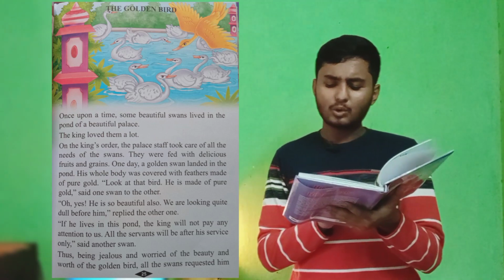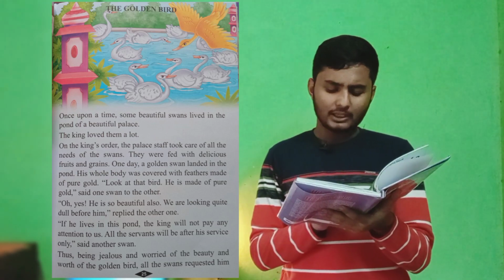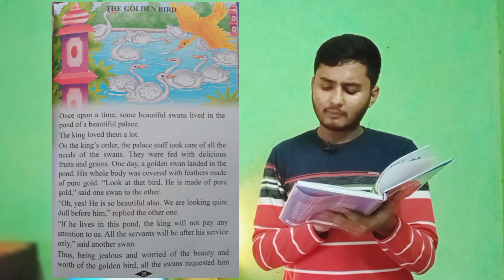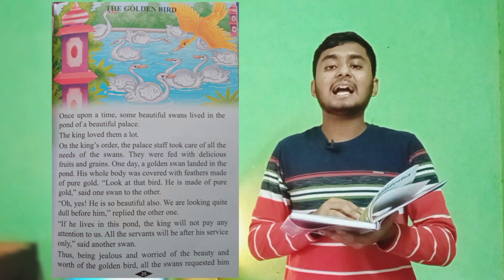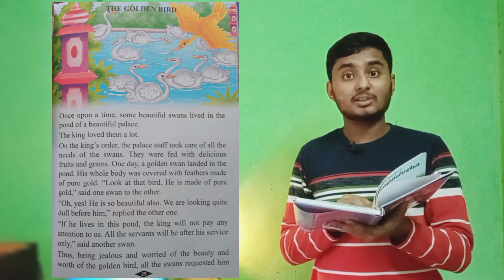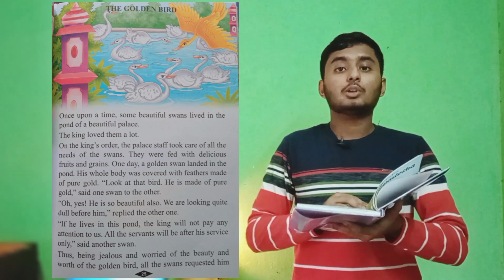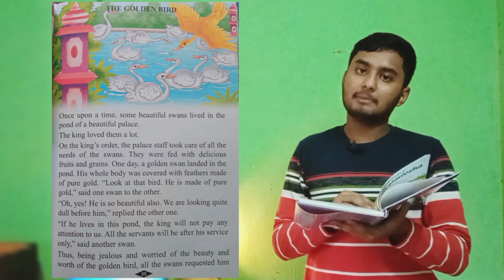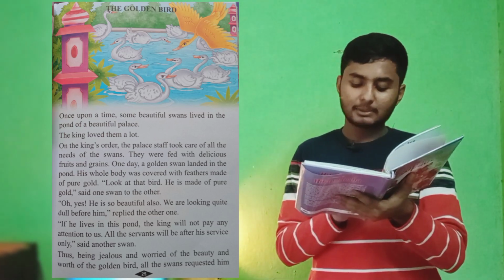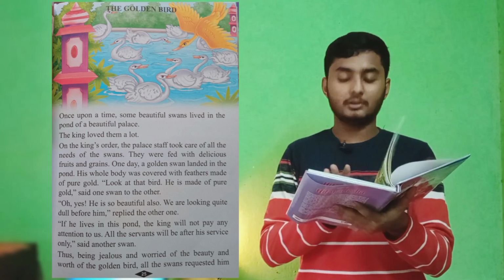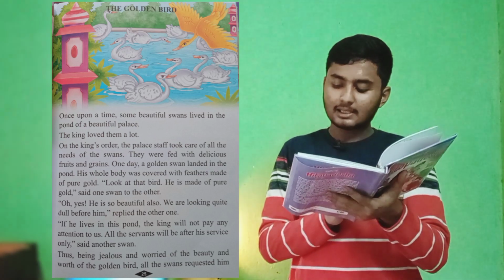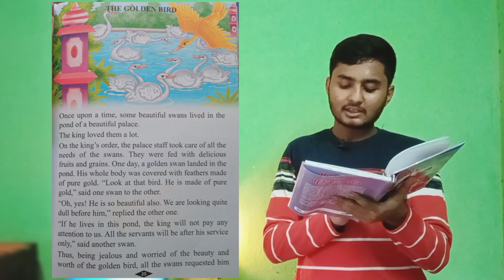One day a golden swan landed in the pond. His whole body was covered with feathers, meaning that which covers the bodies of the birds, right? Those birds have feathers, right? So feathers made of pure gold, right? Look at the bird, he's made of pure gold, said one swan to the other.